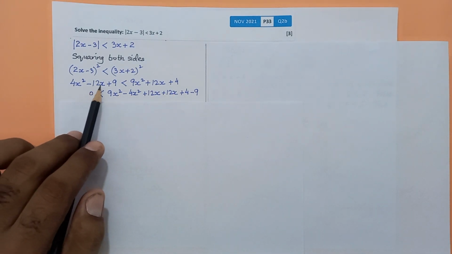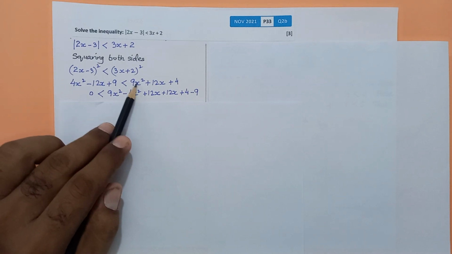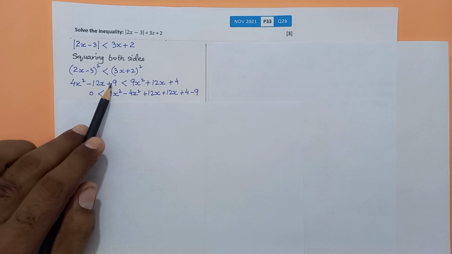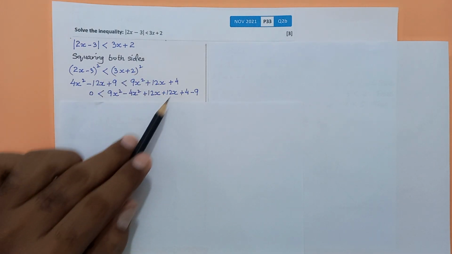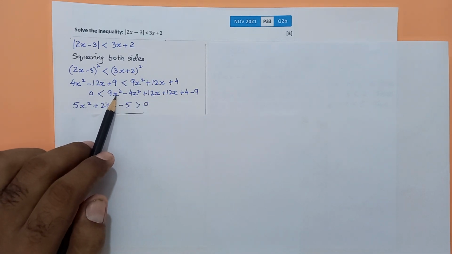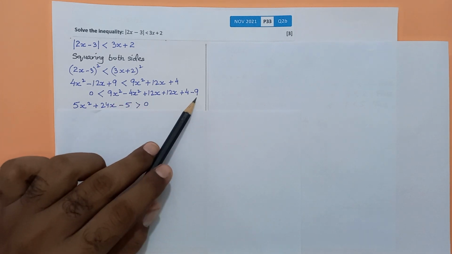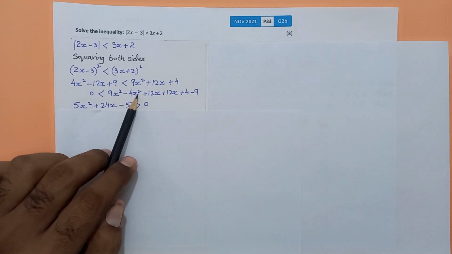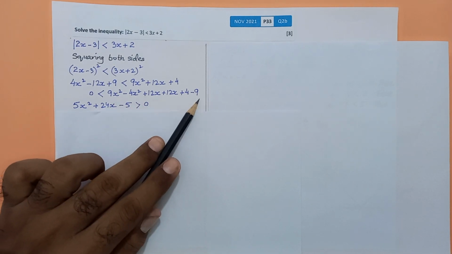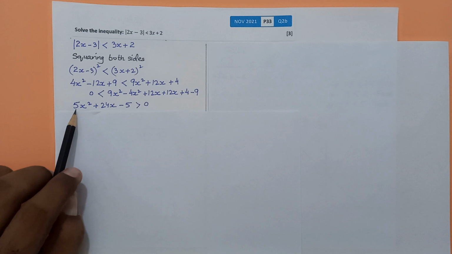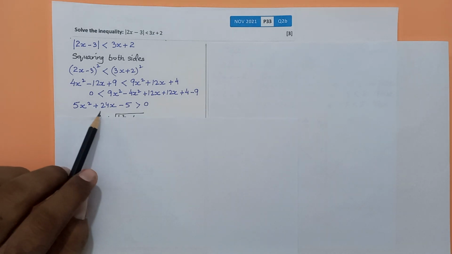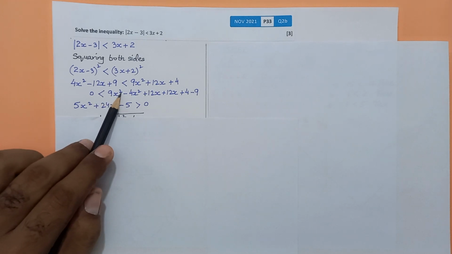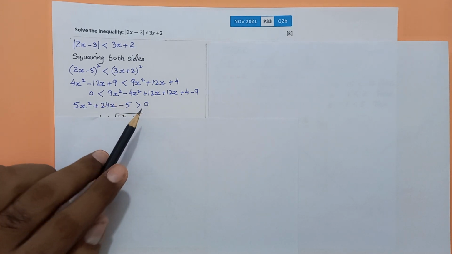Now just rearrange them on one side because this is 9x square, this is 4x square, 4 is less than 9. So what I have done, I have moved all these three terms on the other side, and finally after moving them on the other side and arranging them in such a manner that the like terms are written together, like x square and x square, x and x and a constant and constant, and after simplifying we have the condition 5x square plus 24x minus 5, and this is greater than 0, so I have written over here greater than 0.